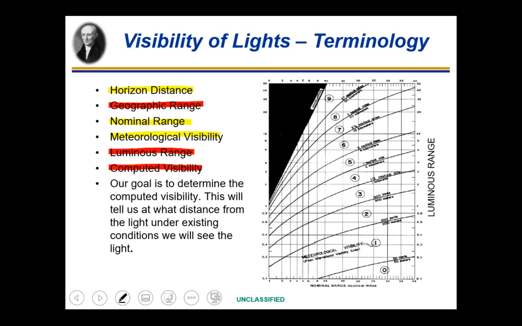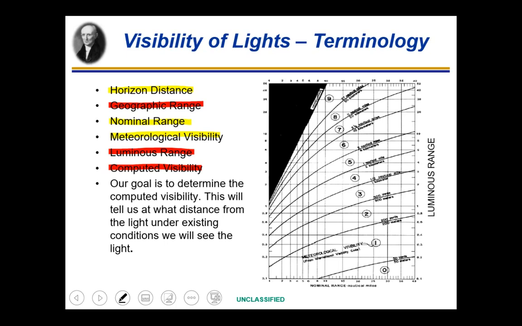Now, in order to calculate both geographic range and luminous range, some pre-work is required. We need to not only select appropriate lights that can be seen, but also once we've chosen the lights, we need to gather information about them. For each of these calculations, you're going to need 4 bits of data.